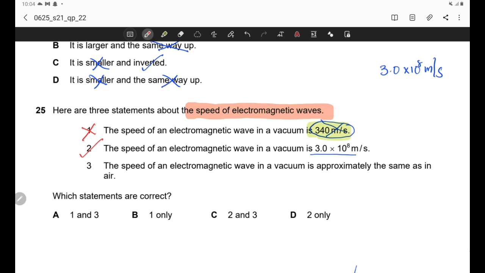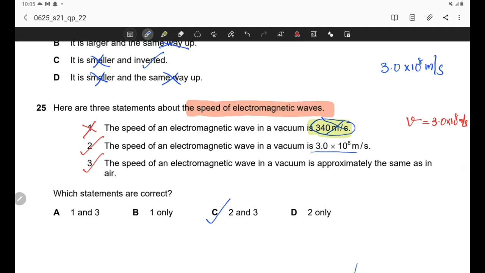The third statement says the speed of an electromagnetic wave in vacuum is approximately the same as in air, and that is also correct. When we do calculations for an electromagnetic wave, whether it is light or radio waves or any type of electromagnetic wave, we will consider the speed of that wave as 3 times 10 to the power 8 meter per second. Whether it is in vacuum or in air, we consider the same value. The reason is both speeds are approximately the same. So statement 3 is also correct. For question number 25, the correct answer is option C. It says statements 2 and 3 are correct.